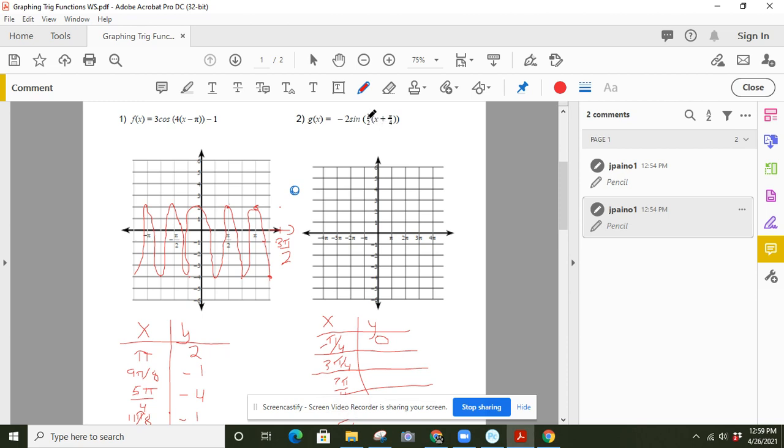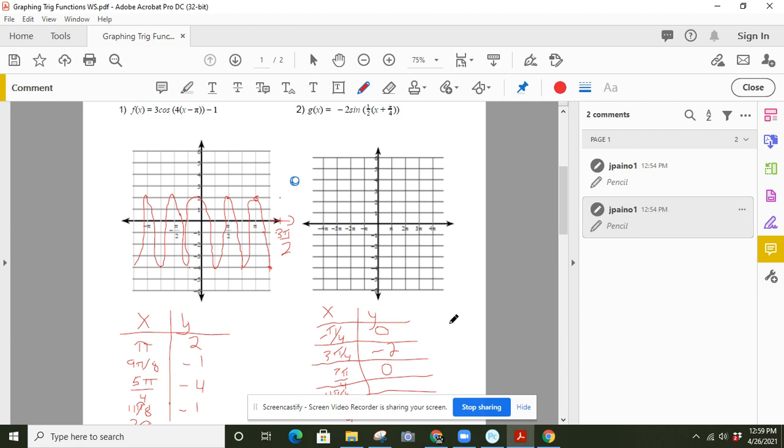Okay, times 1/2 is pi halves. Sine of pi halves is 1. 1 times -2 is -2. Plug in 7 pi fourths. So 7 pi fourths plus pi fourths is 2 pi, times 1/2 is pi. Sine of pi is 0. 0 times -2 is 0.